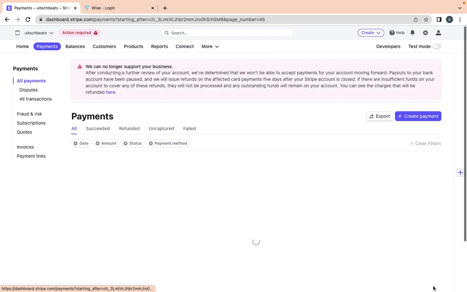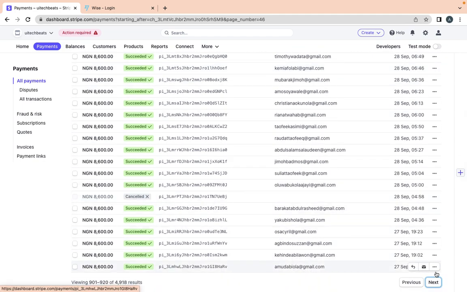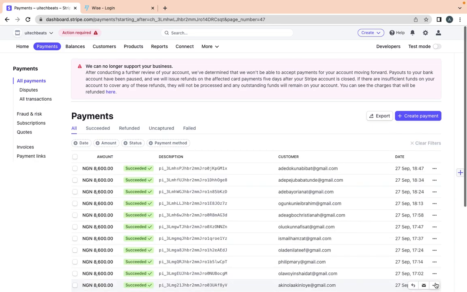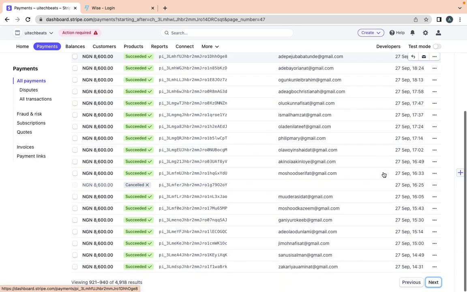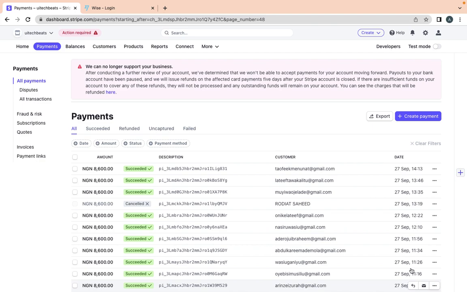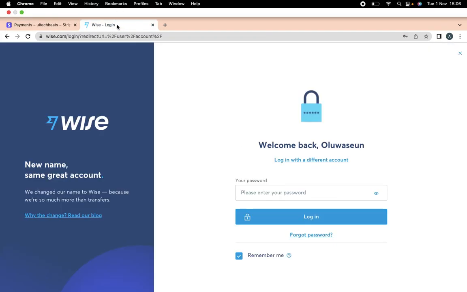So that's just it. You need a website, a single product website, and make sure you have those products. You need a Stripe account. You need to register for a Stripe account. Then you need a foreign account where you can receive your payments.